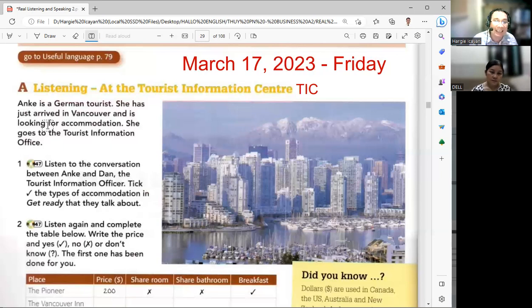So we have here Anki, a German tourist. Maybe she came from Germany. She has just arrived in Vancouver, Canada, and she is looking for accommodation. She goes to the tourist information office. That's the right office if you are new in that particular place. Now let's listen to the conversation between Anki and Don. Who is Don? Don is the tourist information officer.